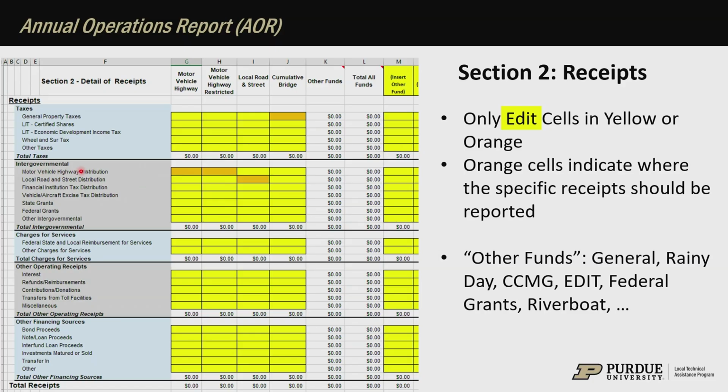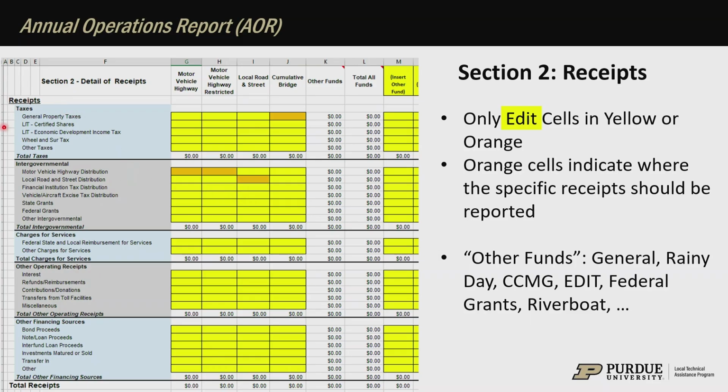cells. You've got the motor vehicle highway distribution. So this is what comes from the comptroller's office. So you put in the MVH fund from the comptroller's office here, the MVH restricted right next to it, and then the LRS is below it right here in this column.